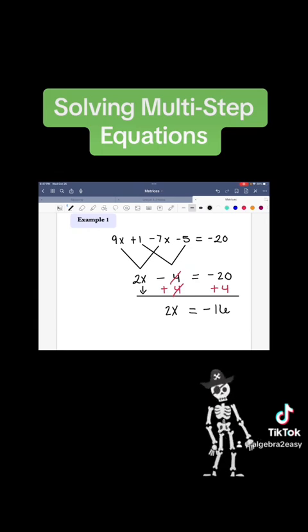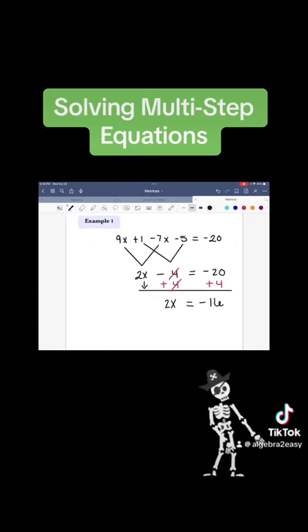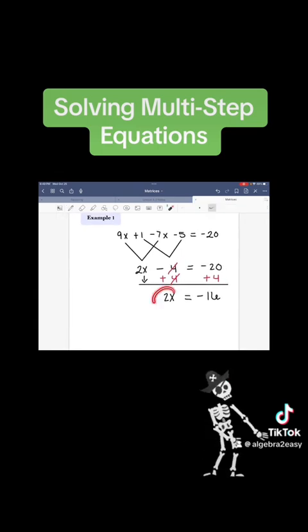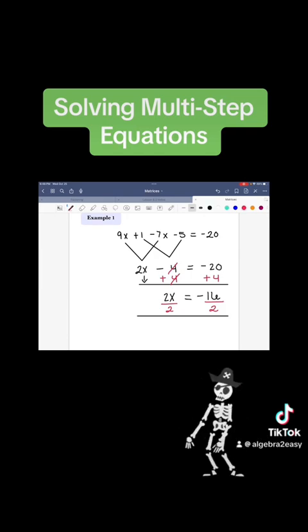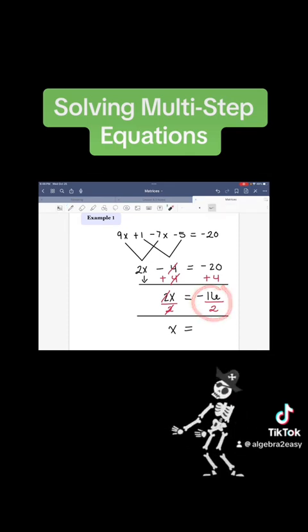We now have a one-step equation, 2x equals negative 16. And we talked about this the other day. What is happening between the 2 and the x? They're being multiplied. And so you're going to do the opposite of that. The opposite of multiplication is division. So we are undoing that operation of multiplication by dividing everything by 2. 2x divided by 2 cancels out, and we're left with just x equals, and we have negative 16 divided by 2. And after we evaluate that, we get negative 8. And there's our final answer.